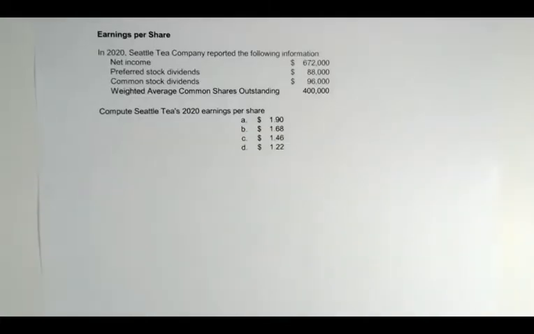Welcome to Intermediate Accounting, the income statement. So today we're going to talk about calculating earnings per share for the income statement.